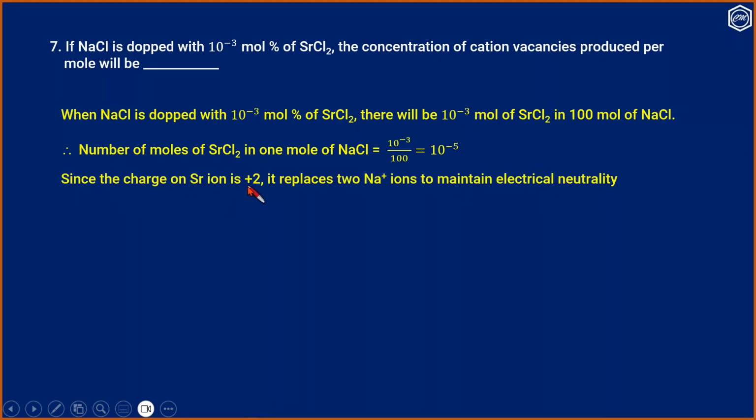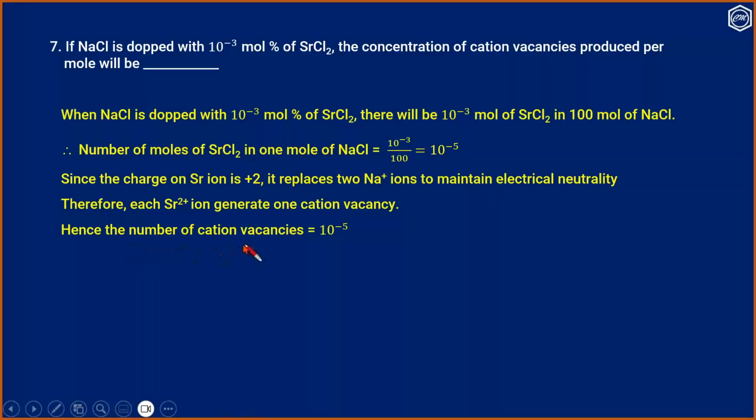Since the charge on strontium ion is plus 2, it replaces 2 sodium ions to maintain electrical neutrality. Therefore, each strontium ion generates 1 cation vacancy. Hence, the number of cation vacancies will be 10 raised to minus 5, same as the number of strontium ions. Thus, the cation vacancies per mole equals 10 raised to minus 5 into 6.02 into 10 raised to 23, which equals 6.02 into 10 raised to 18.